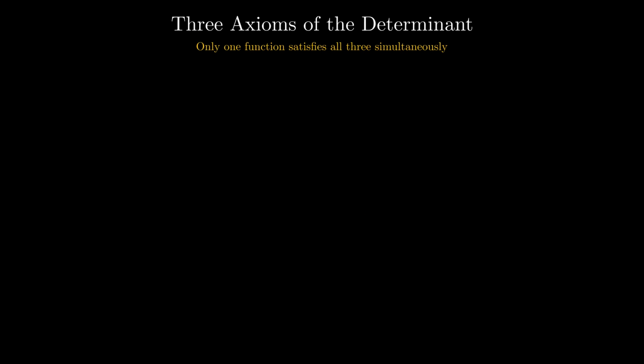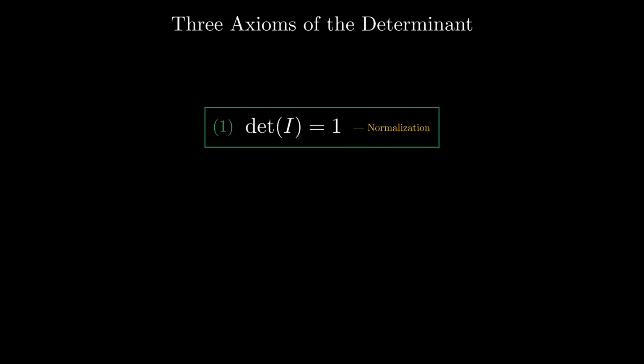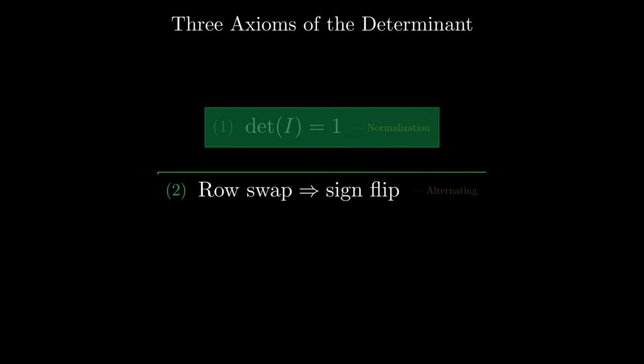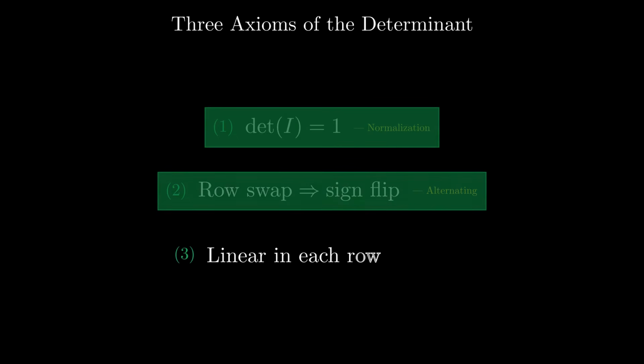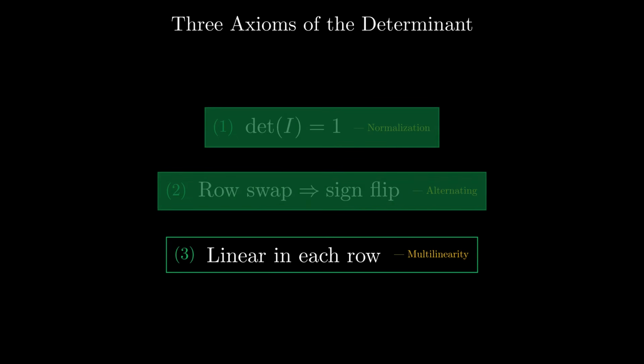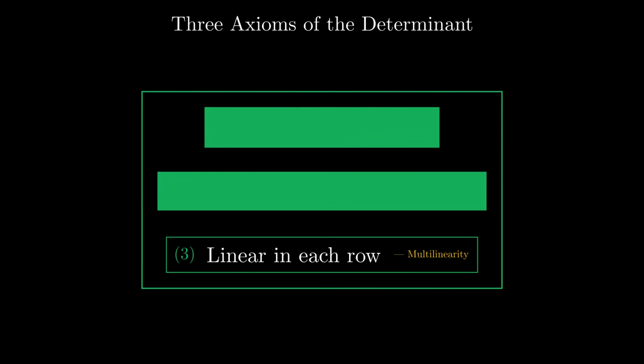Instead, mathematicians define it with just 3 simple rules, and they can prove that only one function in all of existence satisfies all 3 of these rules simultaneously. Rule 1, the determinant of the identity matrix equals 1. Rule 2, swapping 2 rows flips the sign of the determinant. Rule 3, the determinant is linear in each row. These 3 axioms are all you need.